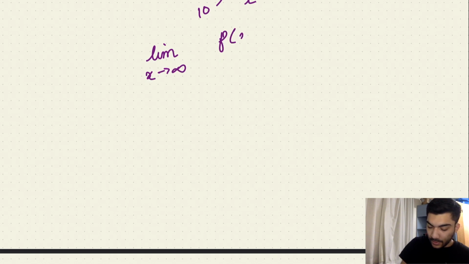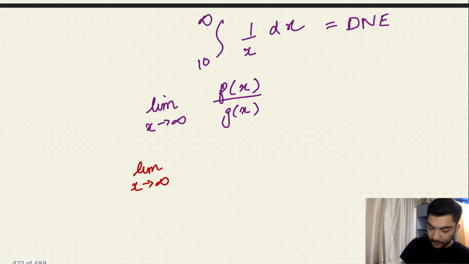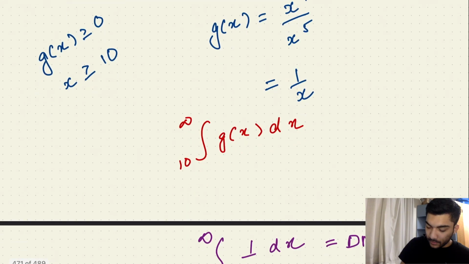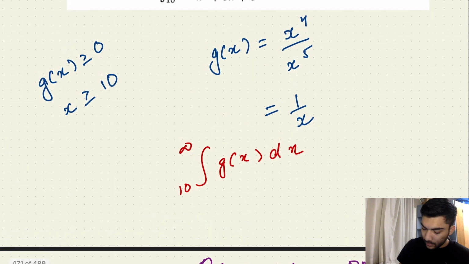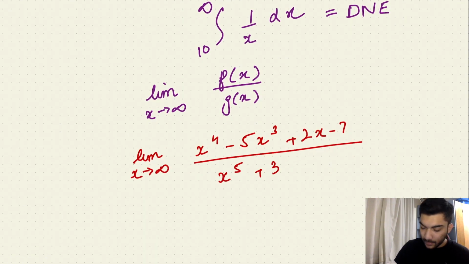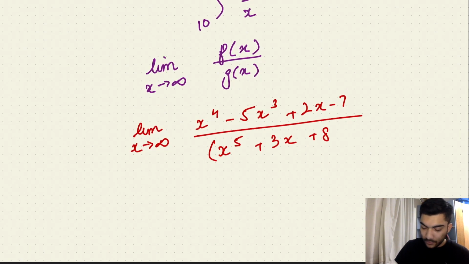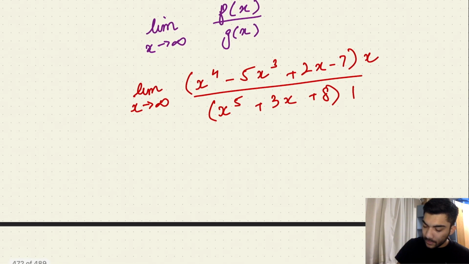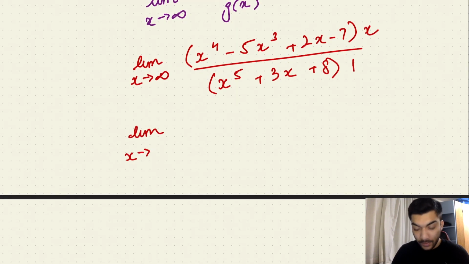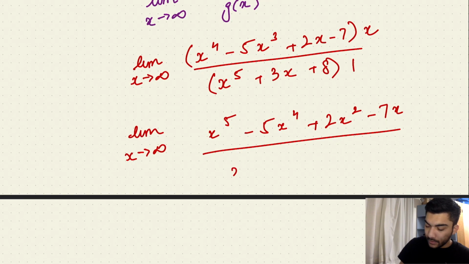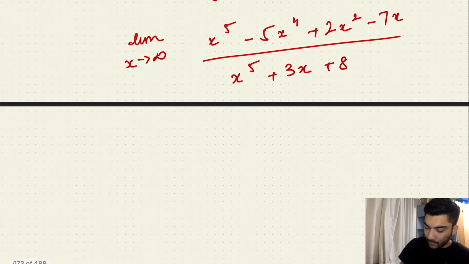So let's calculate the limit as x tends to infinity of f of x upon g of x. Our f of x is x to the power 4 minus 5x cube plus 2x minus 7 over x to the power 5 plus 3x plus 8, and you know that g of x is 1 over x. So we multiply this expression by x, which basically means multiplying the numerator by x. Now this would be the limit as x tends to infinity of x to the power 5 minus 5x to the power 4 plus 2x square minus 7x upon x to the power 5 plus 3x plus 8.